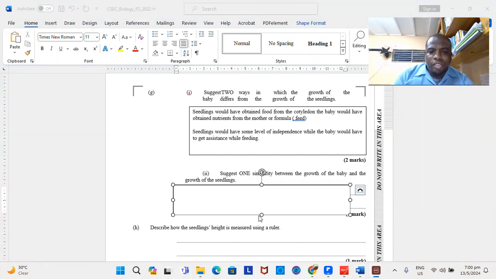So part 2 says, suggest one similarity between the growth of the baby and the growth of the seedling. Now, when we refer to growth, and I didn't talk about this earlier, we talk about a permanent increase in the size, right? Not necessarily that the organism increases, but it's permanent. So one similarity is that both organisms will undergo mitosis.